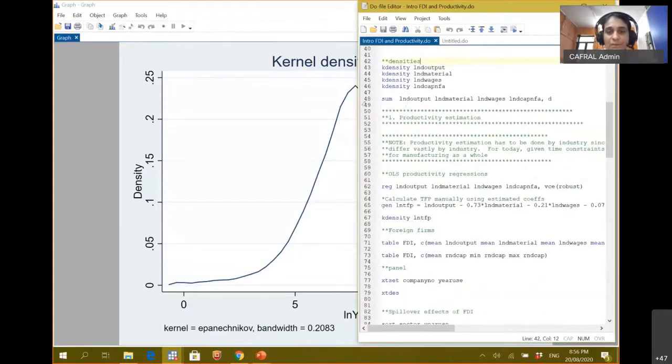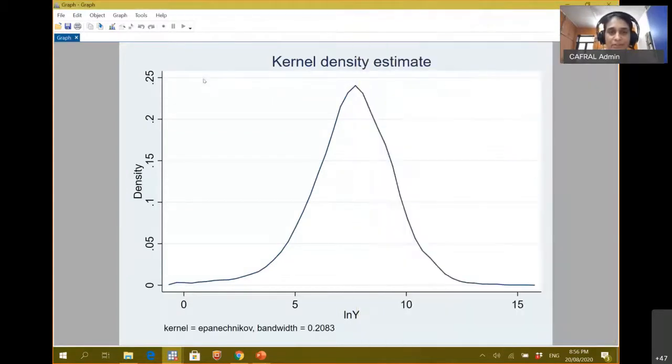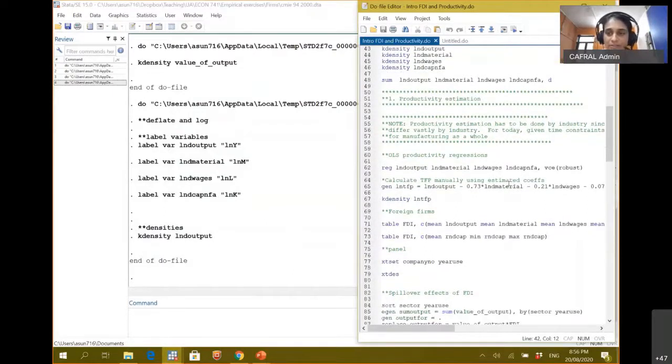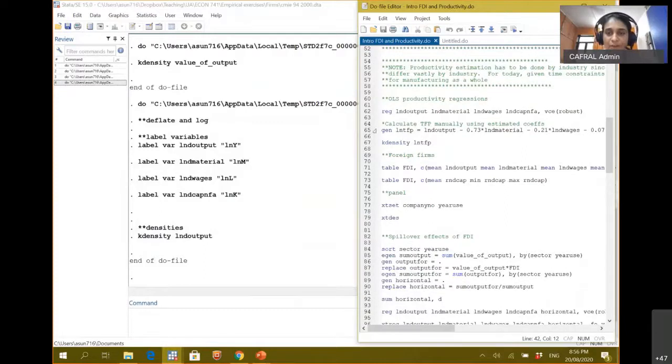At some point you want to be summing these things. I'm not going to do that, we don't have time, but it's always good to sum or summarize your variables, just to check that the distributions look okay and there are no massive outliers. Okay, so let's get on with productivity estimation.